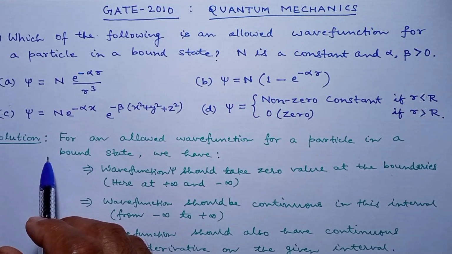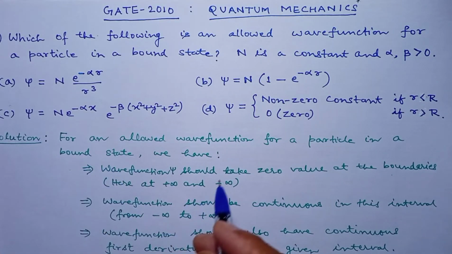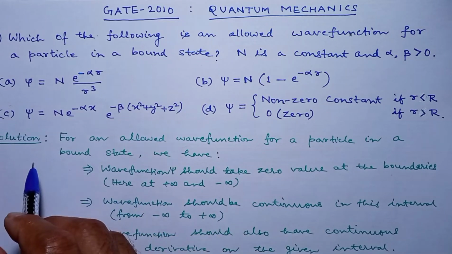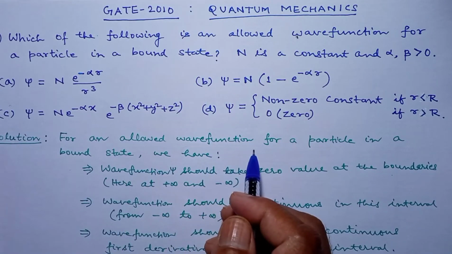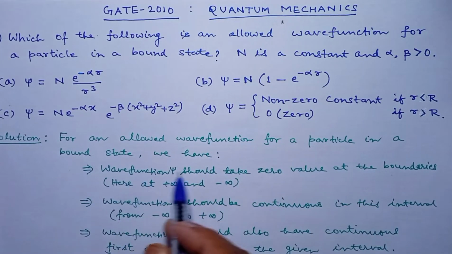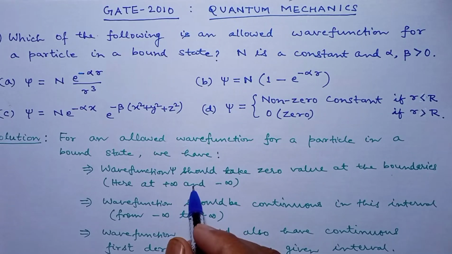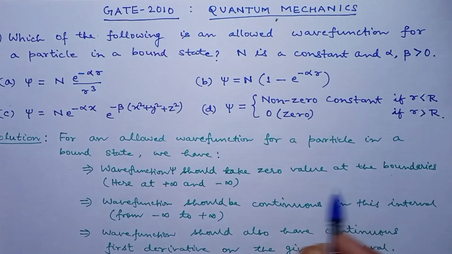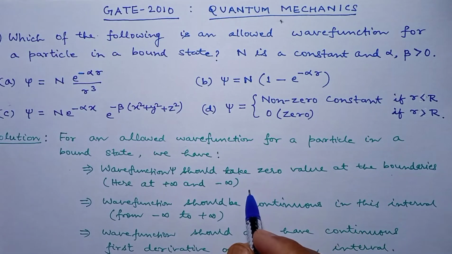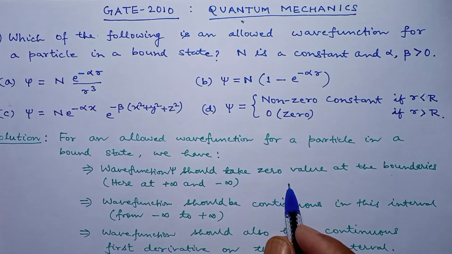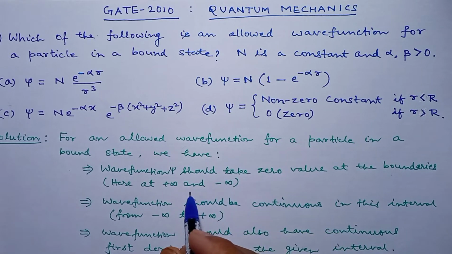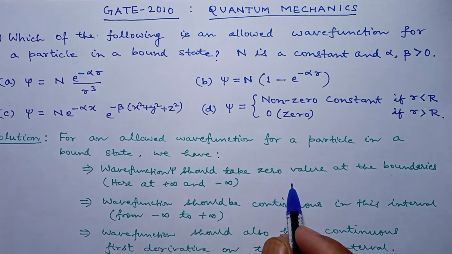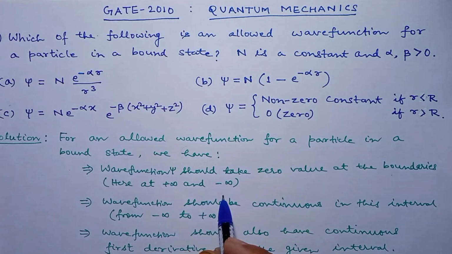In order to solve it, we should know that for an allowed wave function for a particle in a bound state, the wave function psi should take 0 value at the boundaries, because at the boundaries the potential becomes infinitely large, and so there is least probability of the particle being over there. That's why the wave function psi should take 0 value. Here the boundary is plus infinity and minus infinity.